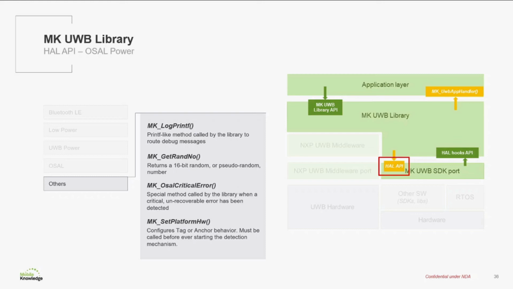The application also has to configure if the library will behave as a tag or as an anchor. This is done by calling MK ultra-wideband set platform hardware, and it has an impact on how the detection mechanism works and how the library behaves upon detecting other ultra-wideband devices. This is why it must be called before ever calling MK ultra-wideband start detection.